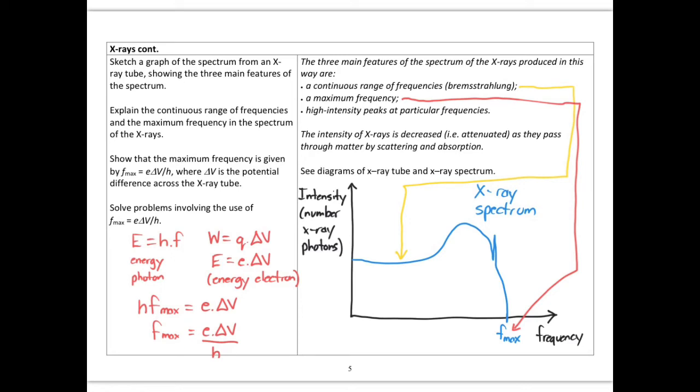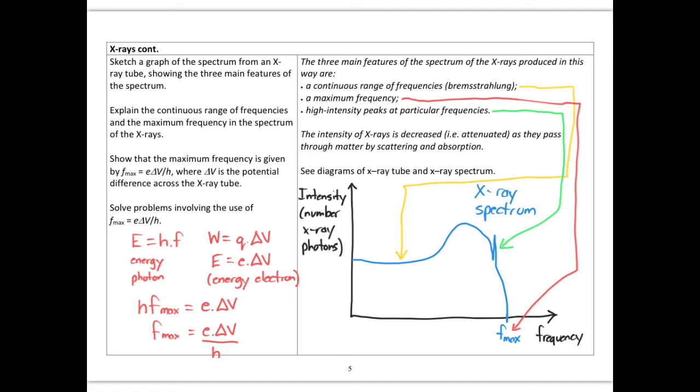And finally, the third feature that you will see on the spectrum is these peaks at certain frequencies, so these high intensity peaks. You just need to know they exist. You don't need to know the cause of those. It's basically related to preferential energy arrangements within the atom, which means that they are more likely to occur, but as I said, you don't need to know that. So that really covers the main things we need to know about the X-ray spectrum.